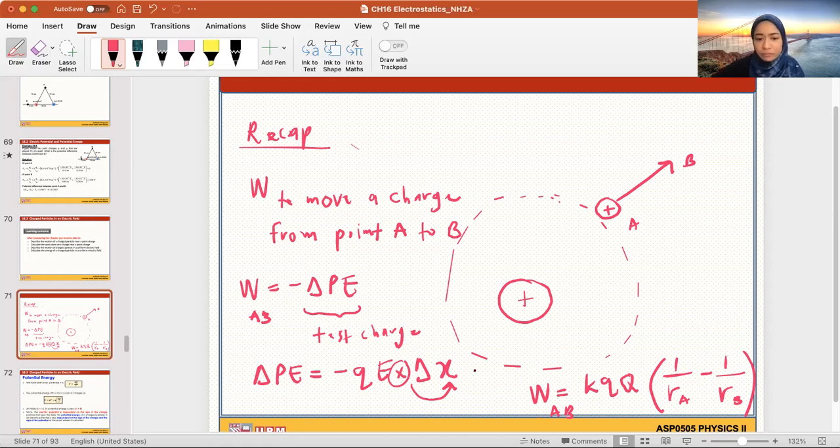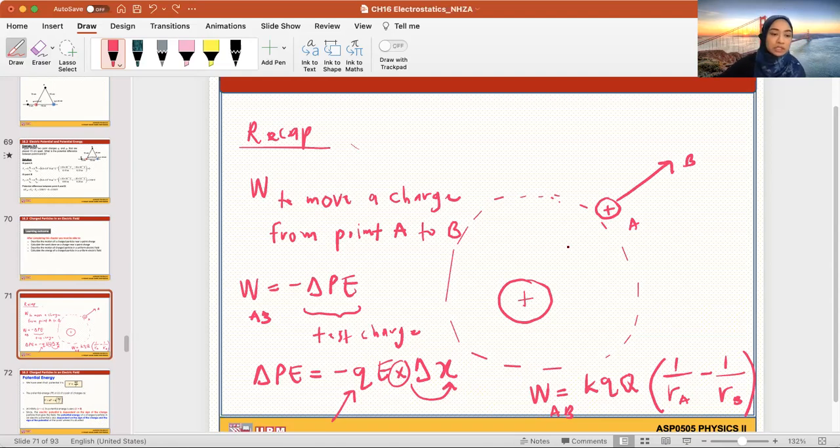And okay, we can use this equation for positive charge or negative charge, and this equation will hold. If I have a positive charge, then my delta PE is negative. If I have a negative charge, then it will be positive. Okay, assuming that this component is positive. Okay, so you know how to use that equation. We've seen it.